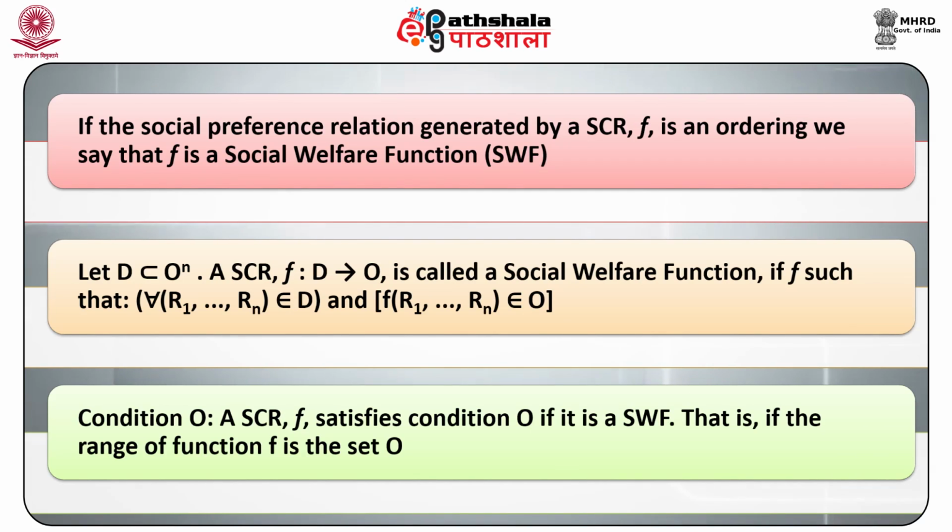a social welfare function. Let D be a proper subset of On. A SCR f, representing D approaches to O, is called a social welfare function if f is such that for all R1 till Rn belonging to D, f, that is the function of R1 till Rn, belongs to O. Condition O: a SCR f satisfies condition O if it is a SWF, that is, if the range of function f is the set O.